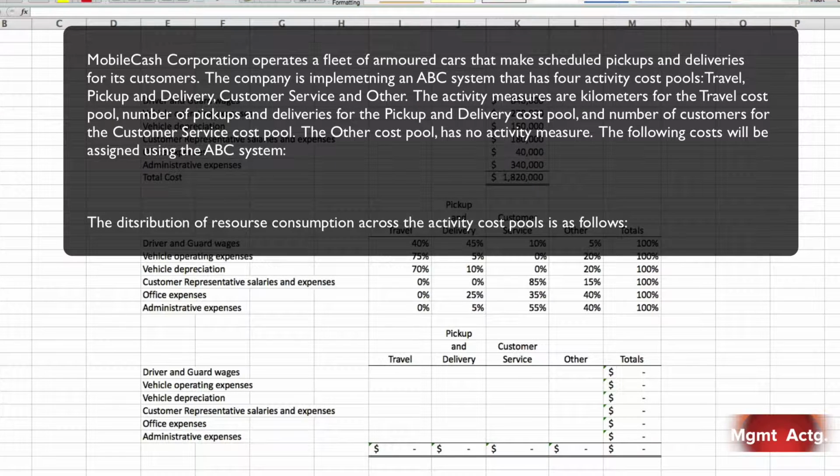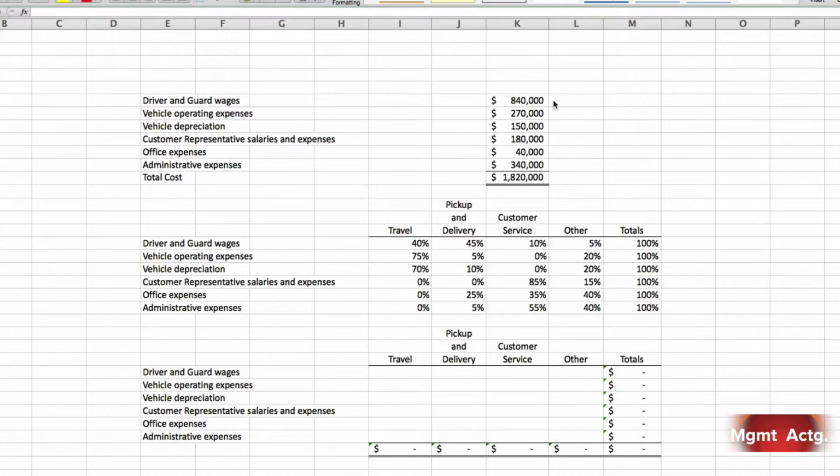The other cost pool has no activity measure, and we know from the chapter that anything that goes in other means it doesn't fit into any other cost pool, and that there is no activity measure associated with other. It's sort of a catch-all phrase like organization sustaining activities. Let's continue on. The following costs will be assigned using the ABC system, and we can see right down here, if you follow my cursor along, here are the costs.